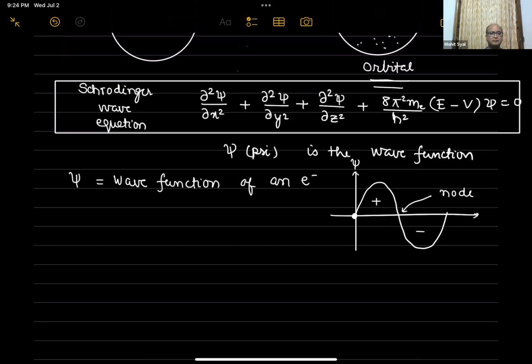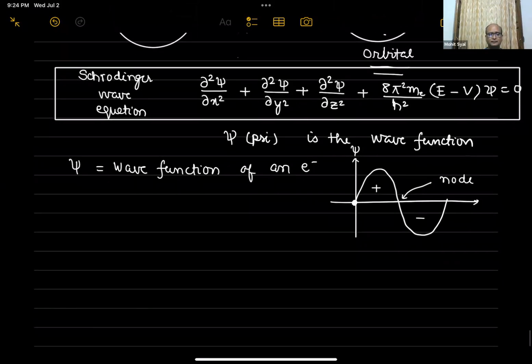So you can have positive amplitude, negative amplitude. Is it clear? As such, it has no physical significance for us.